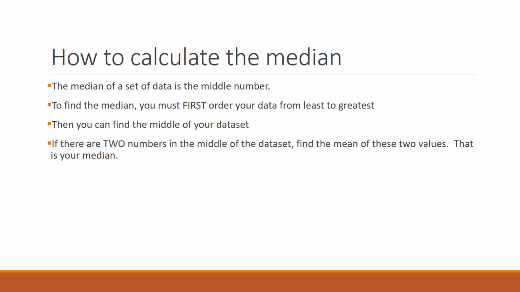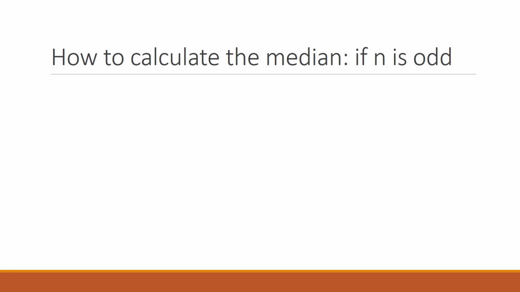If there are two numbers in the middle of the data set, then you have to find the mean of these two values. That will be your median. Let's start by using an example with an odd number of data points.